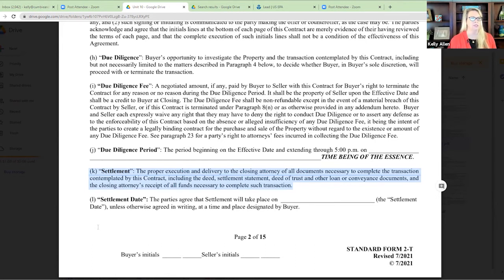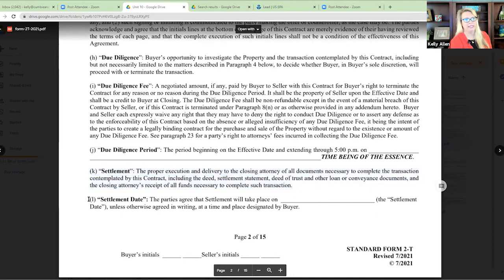So including the deed, the settlement statement, the deed of trust, and other loan or conveyance documents, and the closing attorney's receipt of all funds necessary to complete the transaction, including whoever is the escrow agent, they've got to come to closing, to the settlement meeting, with that earnest money deposit check. So we've got to get that money out of the escrow account.